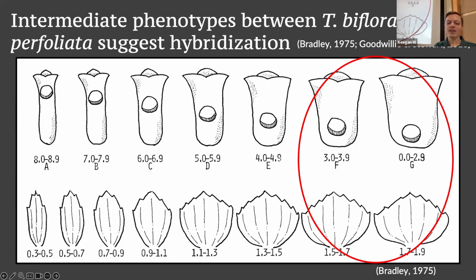In addition, Carol Goodwillie and Emily Rose Stewart also provided evidence that hybridization is occurring in Triodanis. And both of these studies have confirmed the presence of intermediate phenotypes by hand crosses between the two species.